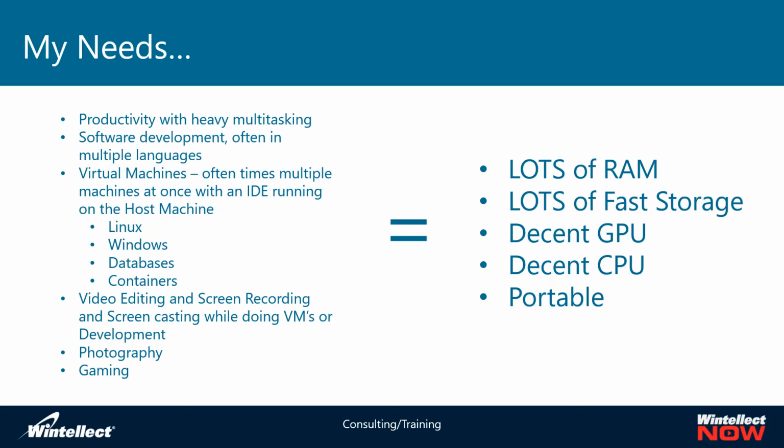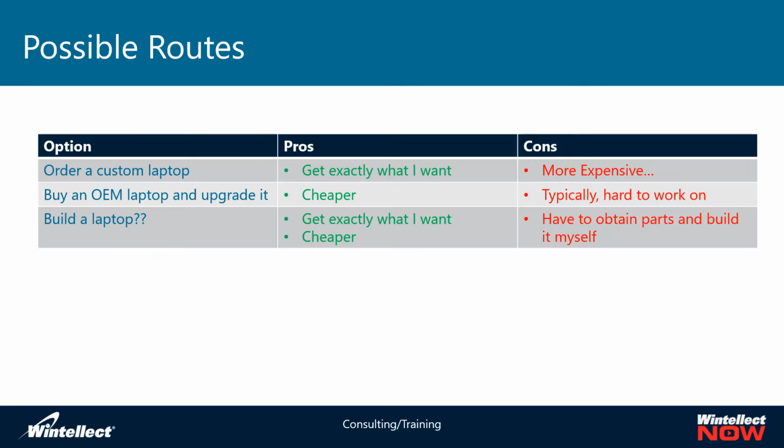And so I had to figure out how to cram all of this stuff into a laptop. Well, this presented me with three different ways of approaching this problem. I could have ordered a custom laptop, and the pros of this would be I would get exactly what I want. I would get out of the box a machine that had all of the requirements met, and that would be lots of RAM, lots of storage, decent CPU, decent GPU, and it would have been exactly what I need.